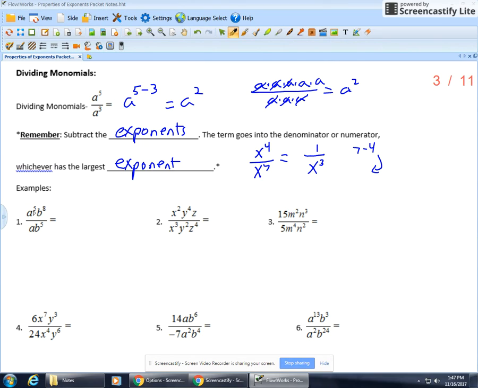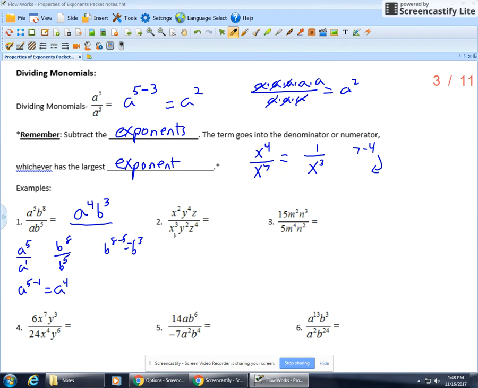Okay, so looking at number 1, same thing as we did before when we multiplied. We're going to separate these. We're going to say a to the fifth power over a, and b to the eighth power over b to the fifth power. All right, now if there is no exponent there, we can assume that it is 1. So we're going to say a to the 5 minus 1 equals a to the fourth power, and b to the 8 minus 5 equals b to the third power. So now I put those together. I get a to the fourth b to the third, and that's my final answer.